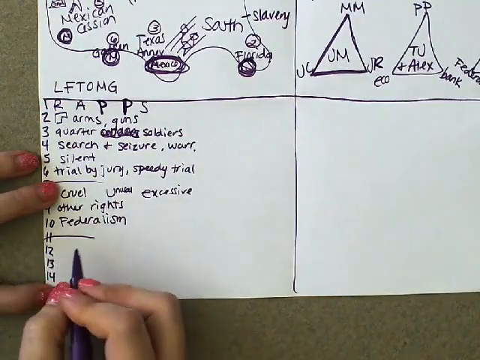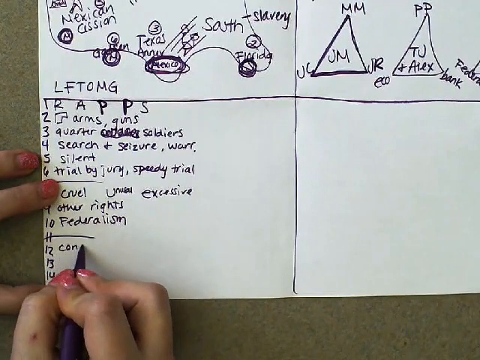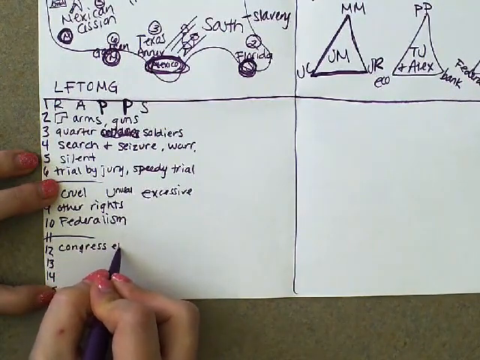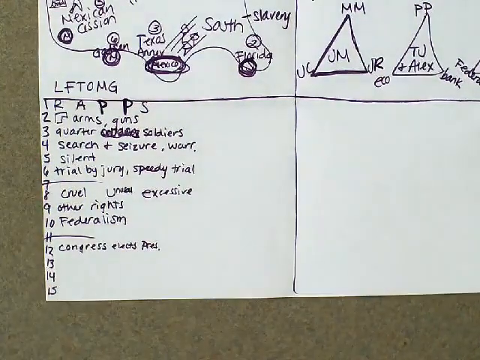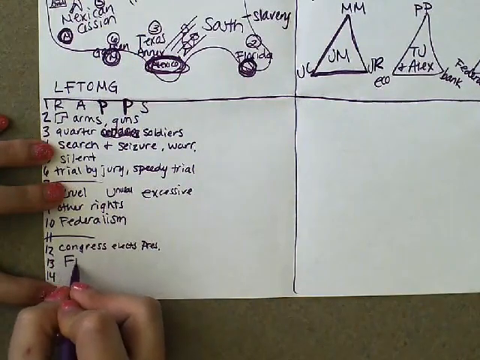12, we forget about this one a lot. I wouldn't stress over this, but this is where Congress elects the president if a president doesn't reach that magic number of electoral votes. And then we have 13, 14, and 15.